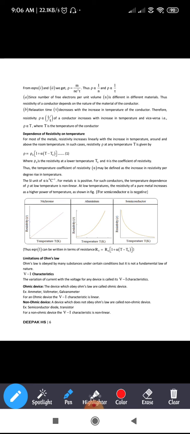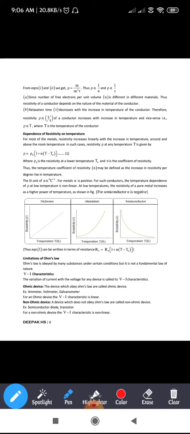Next, we went through the limitations of Ohm's law. The limitations are the conditions which we stated while going through the statement: the physical conditions like temperature should be constant. If it is not constant, Ohm's law is not applicable to that situation. Hence those are the limitations of Ohm's law.